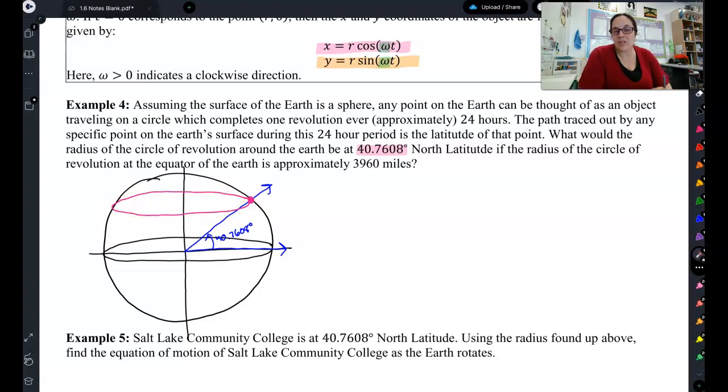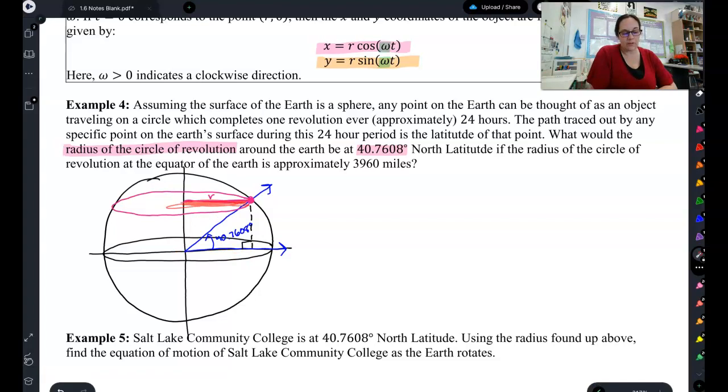So let's start by finding what the radius of this circle is. So that's what we want to find. What would the radius of the circle of revolution at this point be? I want you to notice that from this, I can still make a right triangle. And I want you to also notice that the radius I'm trying to find is the same thing as the x side on this right triangle. Those are the same distances.